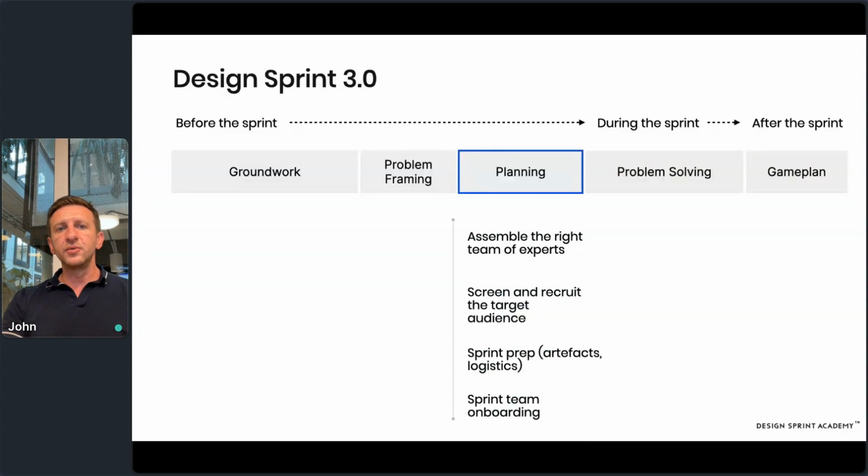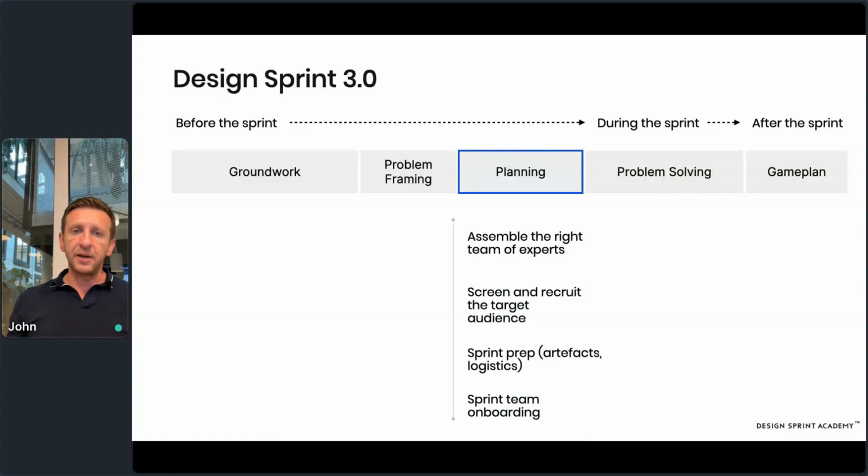And then also because we know the problem, we know who this problem is affecting. We've already looked at the customers, so we already know who we're going to test with, so we can start recruiting user testers. Then we do the sprint prep. There are some artifacts we always prepare before the sprint. I'm going to show them in a sec. And most importantly, we're going to onboard the team, so everyone knows why they're there, why they were selected, and what they're supposed to do during the design sprint.